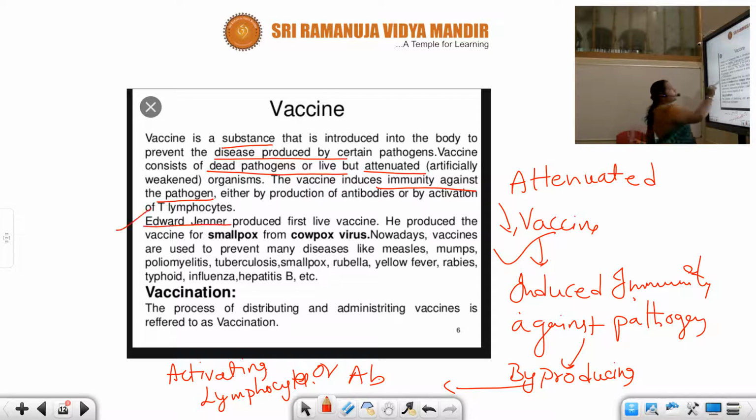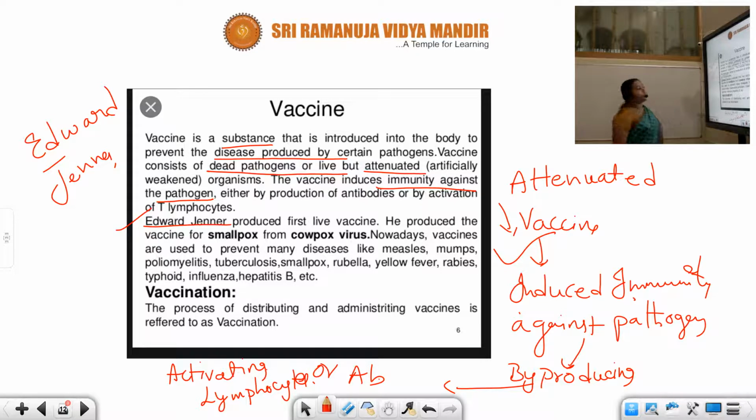Here Edward Jenner produced the first live vaccine. Who, students? Mr. Edward Jenner produced the vaccine for the first time. He produced the vaccine for smallpox from the cowpox virus. Nowadays, vaccines are used to prevent many diseases like measles, mumps, poliomyelitis, tuberculosis, smallpox, rubella, yellow fever, rabies, typhoid, influenza, hepatitis B. Right? So all these are different examples of viral infections.